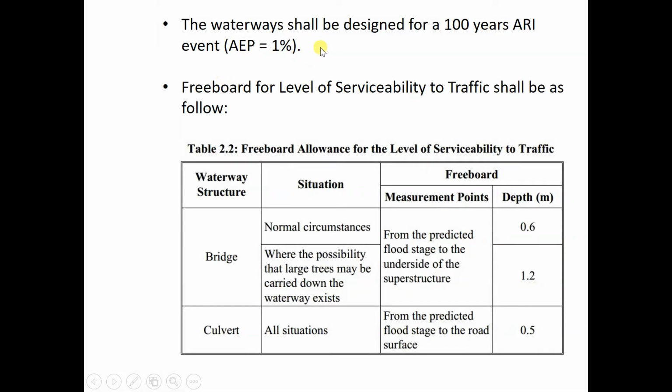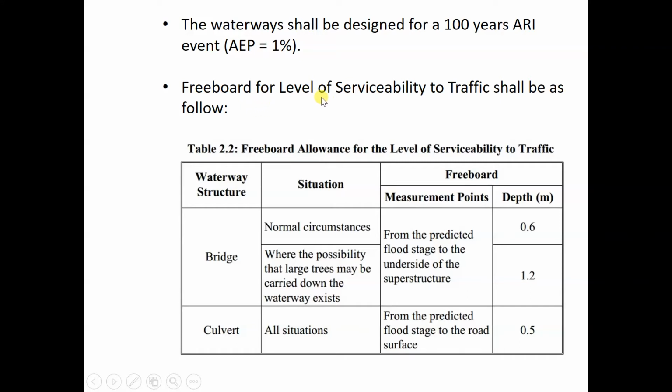Okay, so the waterway shall be designed for 100 years ARI. As for the design, I have covered it: we design for 50 years, 150 years, and bridges also 150 years. For major ones it could be 100 years. So this 100 years is just a guideline. Then you have to look at the requirements from the authorities.